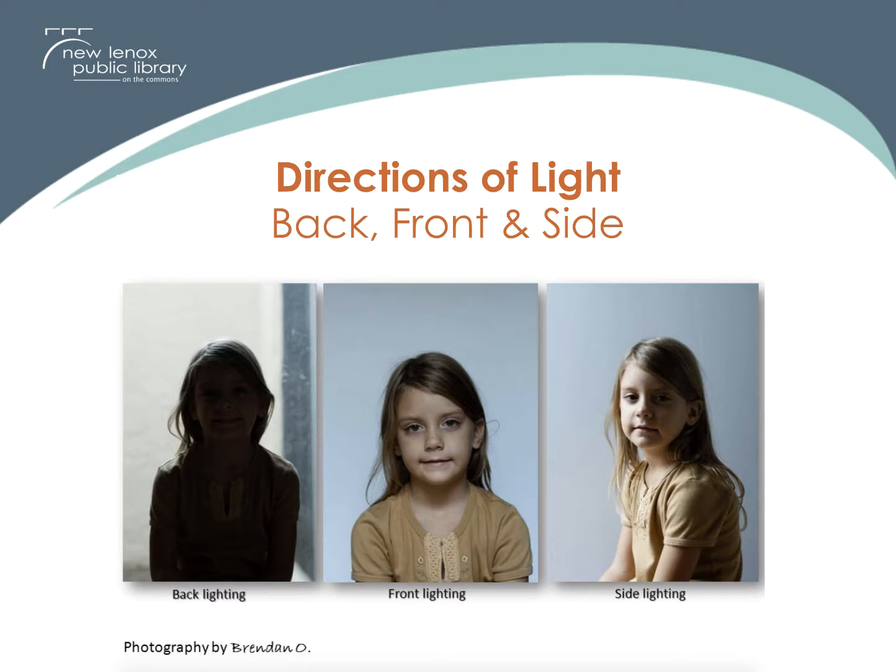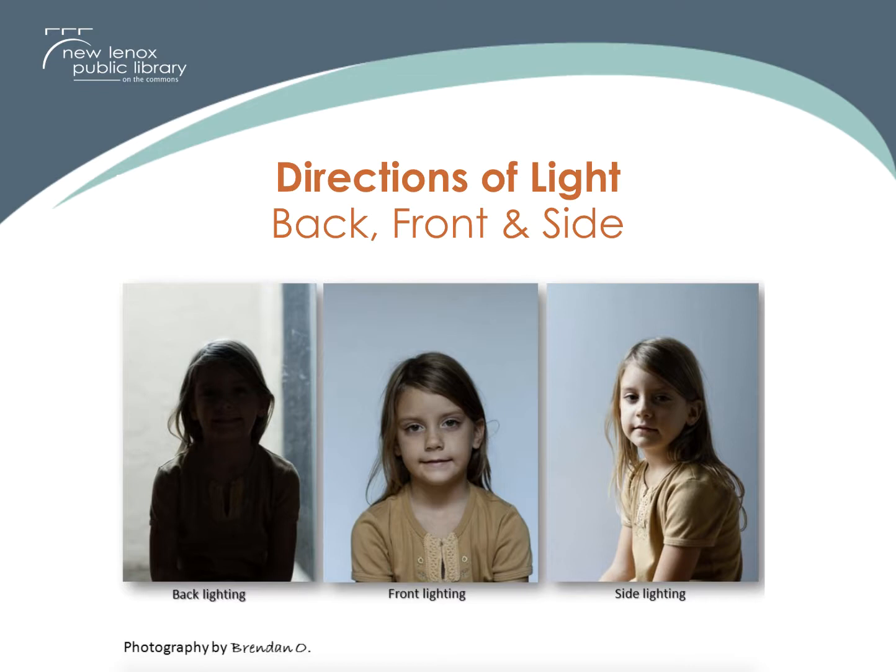Front lighting positions the light or the sun in front of your subject face on. This illuminates your subject nicely, although it can be a bit flat, meaning there aren't distinct shadows or highlights to describe the form of the subject. That is the middle photograph. So in this photograph, the photographer would have their back to a window, for example, and the subject would be facing them directly.